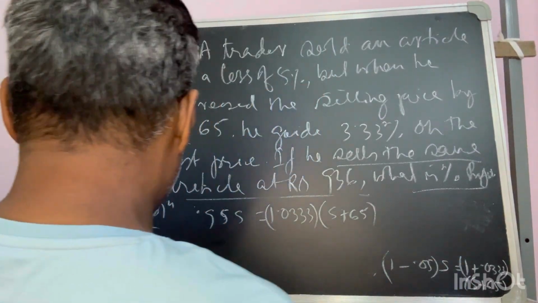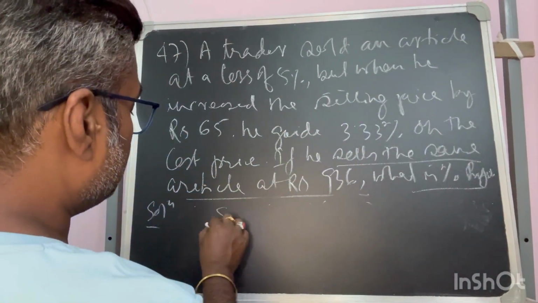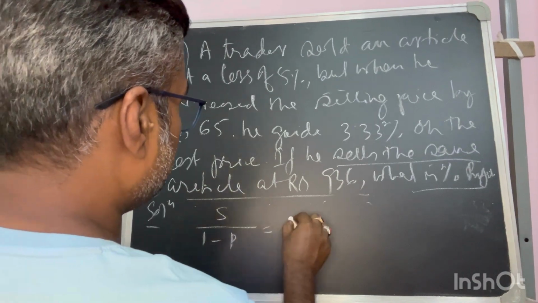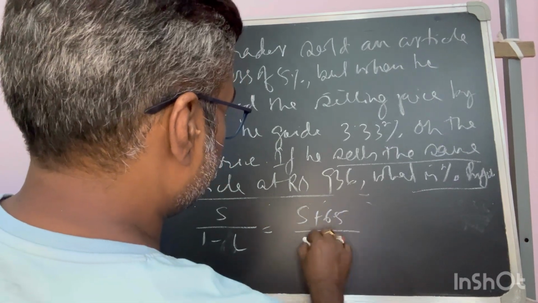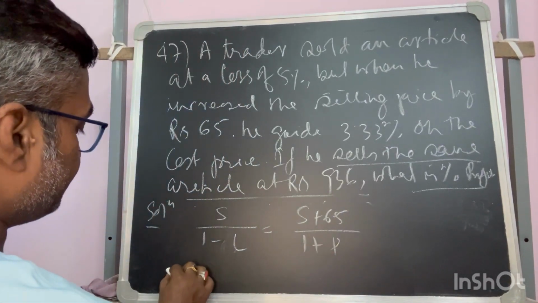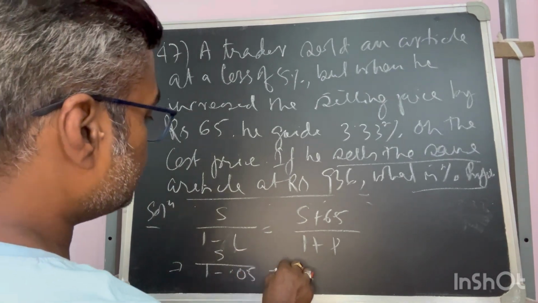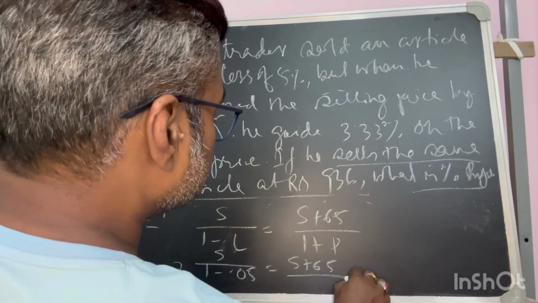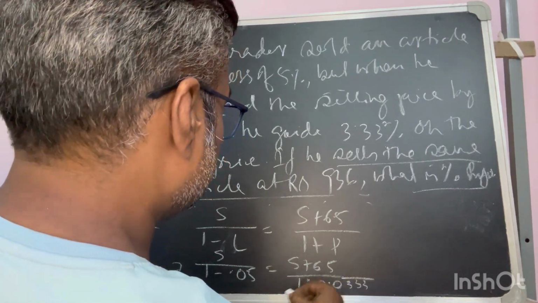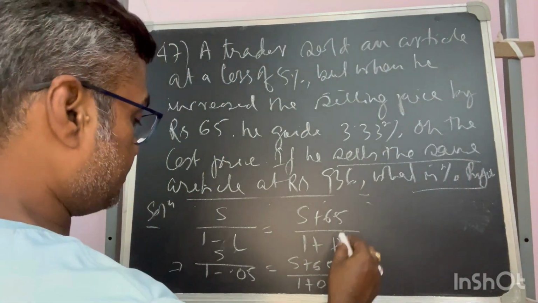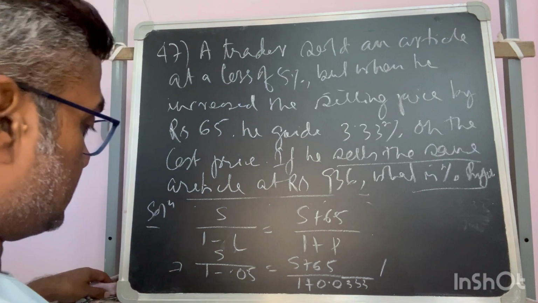Sorry, I made a mistake here. Not this one. The equation should be that the cost price should be the same. So the selling price divided by 1 minus loss is equal to the selling price times 1 plus profit. Sorry, I made a mistake. So now this would be the case: S by 1 minus 0.05 is equal to S plus 65 into 1 plus 0.0333. Okay, sorry, I lost some time.